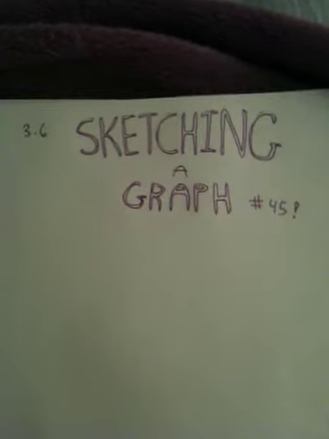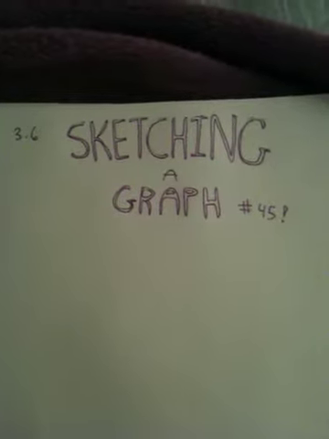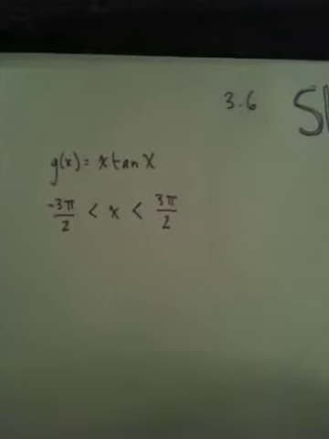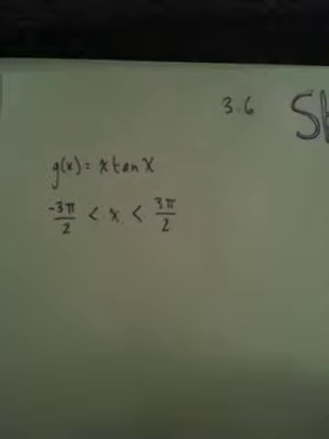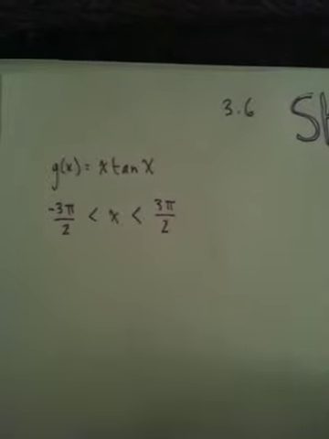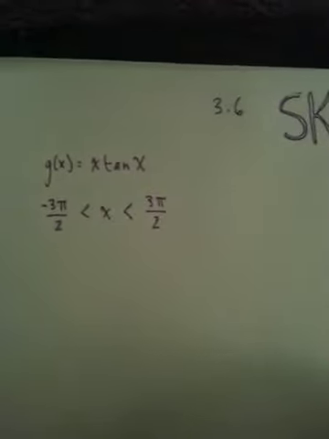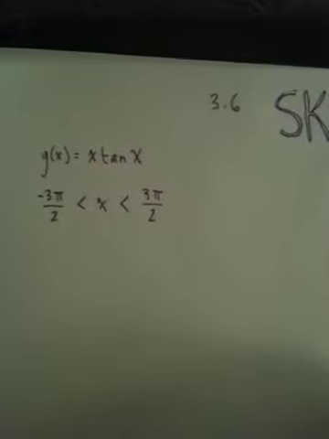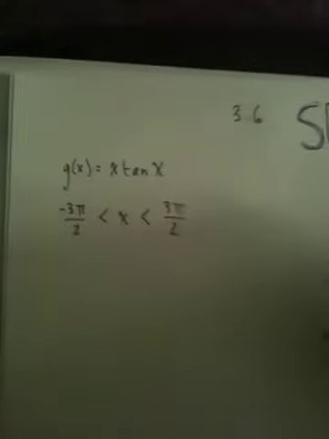Number 45 of section 3.6 deals with sketching a graph. Using the equation x tan x and the bounds negative 3 pi over 2 to 3 pi over 2, you have to sketch a graph accurately. First, you start by taking the derivative of x tan x.